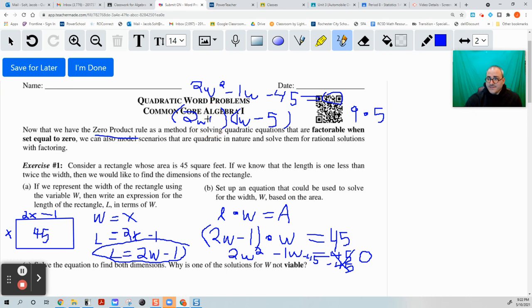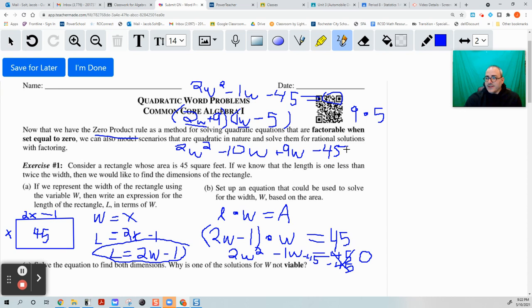So if I make this a positive, and I make this a negative, let me just FOIL this out and see if it works. 2w times 1w would be 2w squared. 2w times negative 5 would be negative 10w. Positive 9 times 1w would be positive 9w. And then positive 9 times negative 5, negative 45.